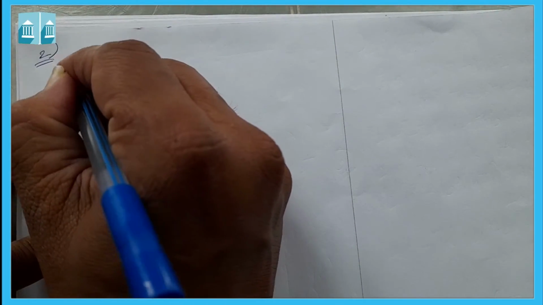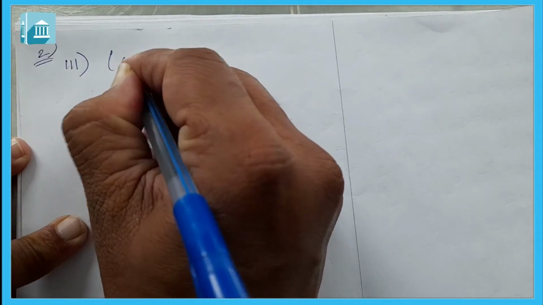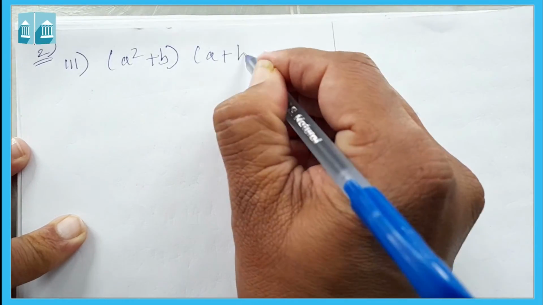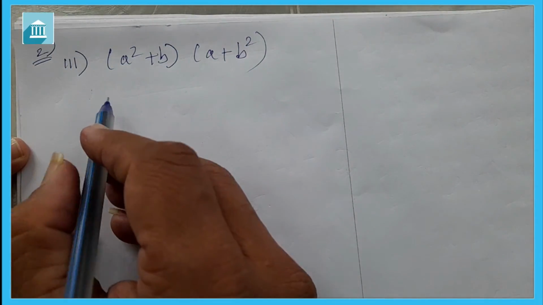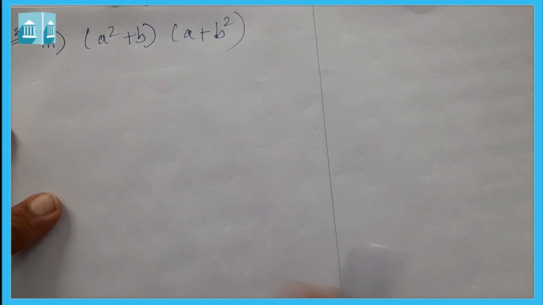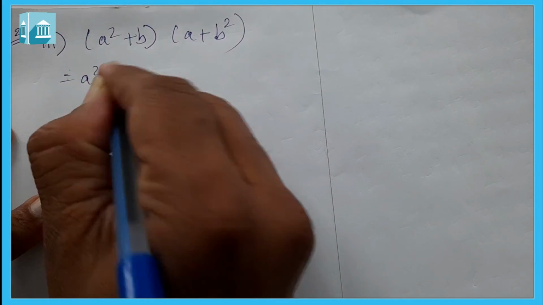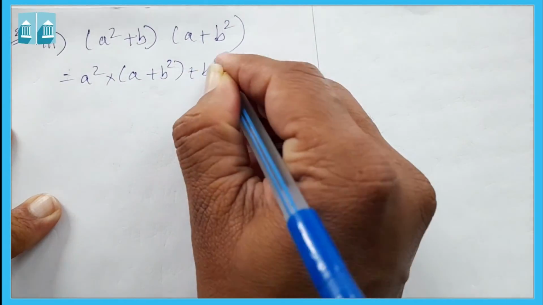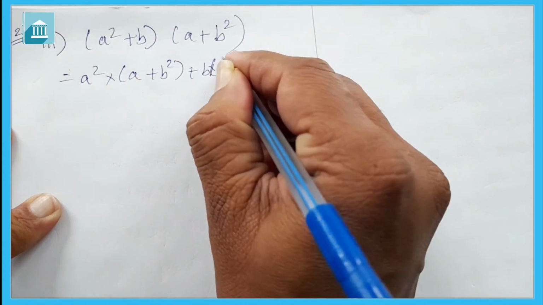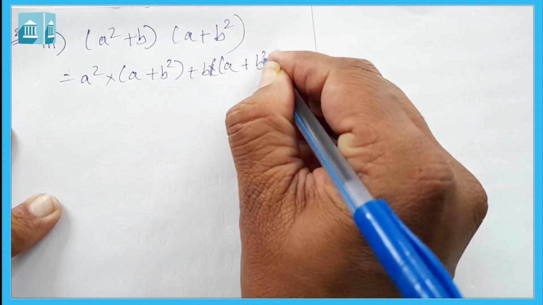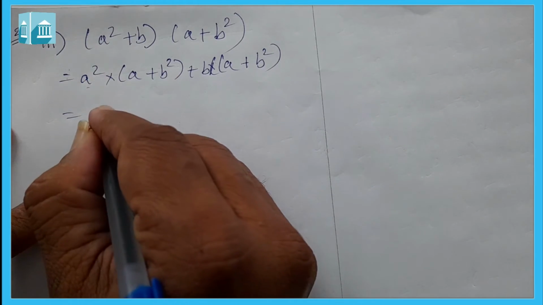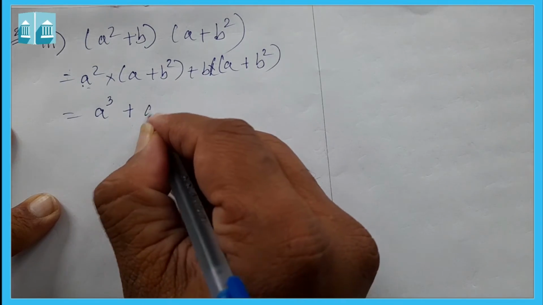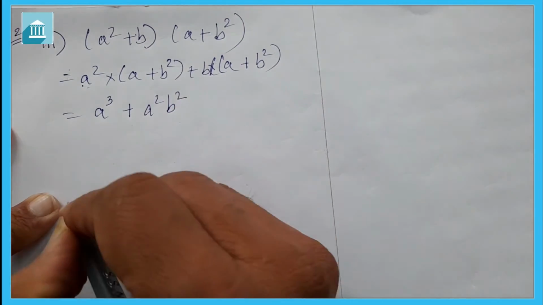Here it is given that in the third one, A square plus B, A plus B whole square. So this will be A square plus B into A square into A plus B whole square plus B into A plus B whole square. So this will be A square into A, so it will be A cube, plus A square into B square, so that will be A square B square.